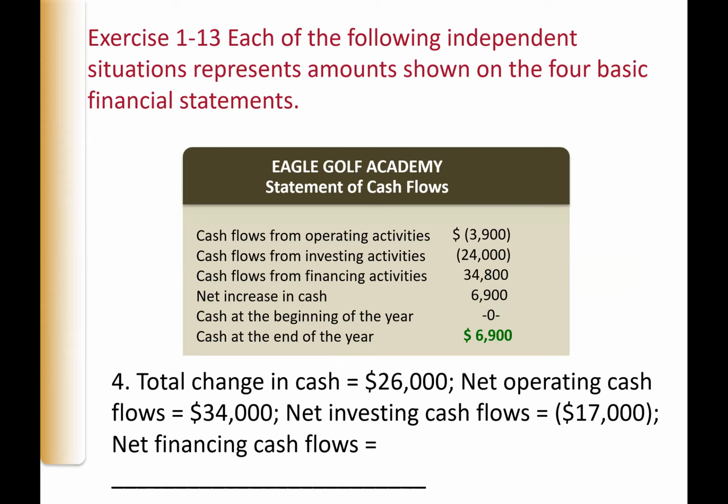And then our statement of cash flows, if our total change in cash is $26,000, and it tells us our operating cash flows are 34, our net investing cash flows are a minus 17,000, what do our financing cash flows have to be? They have to be 9,000 in order to have an increase in cash of 26.